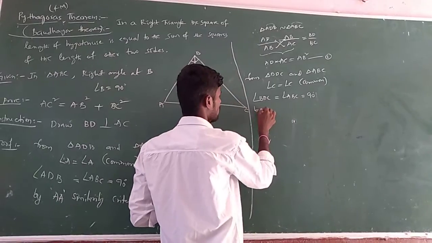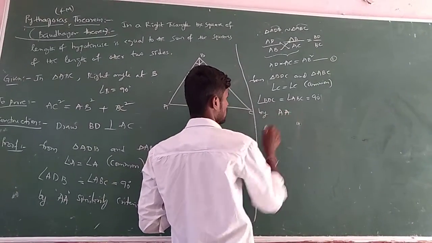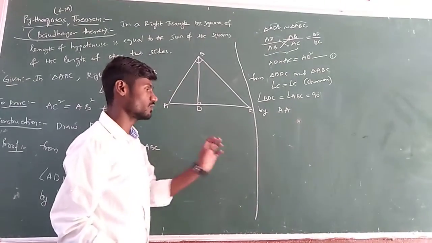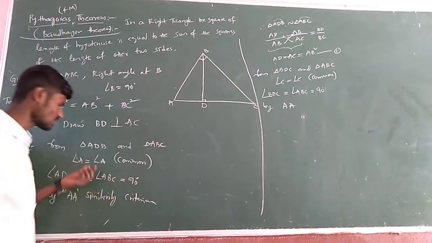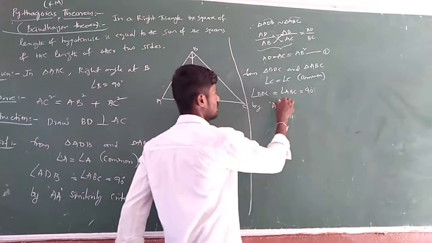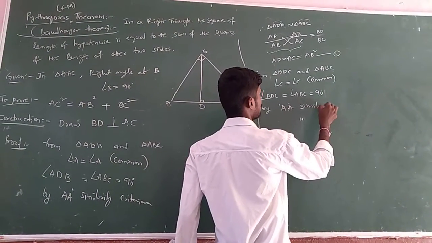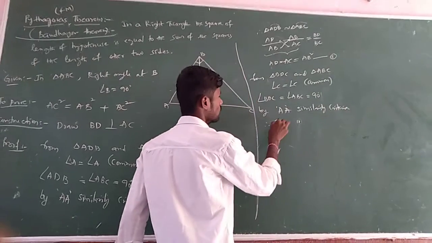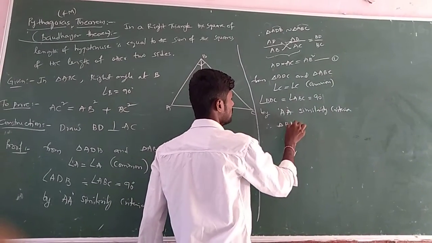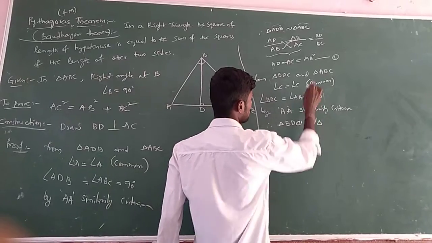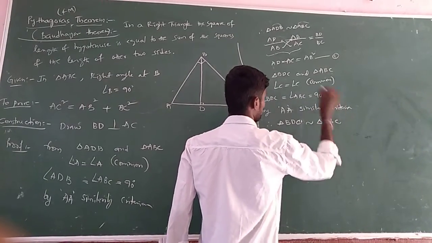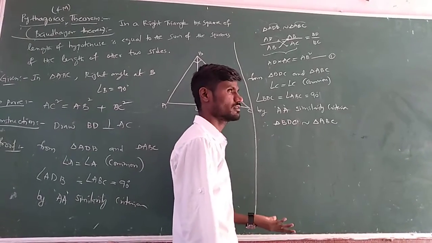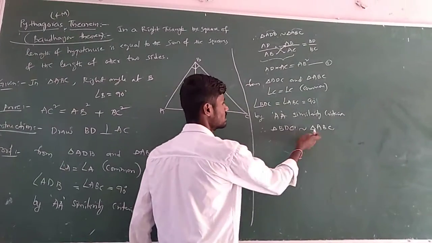So same, by AA similarity criteria, because two angles are corresponding, not only two angles, two corresponding angles. Here also two corresponding angles. So by AA similarity criteria, what will we get? Therefore, triangle BDC is similar to triangle ABC. Okay? If two triangles are similar, what do we take? Corresponding sides ratios are the same.